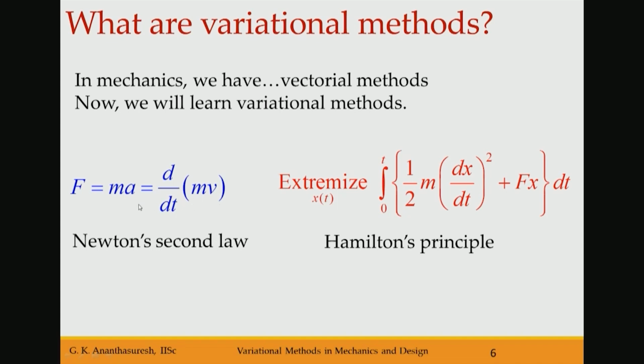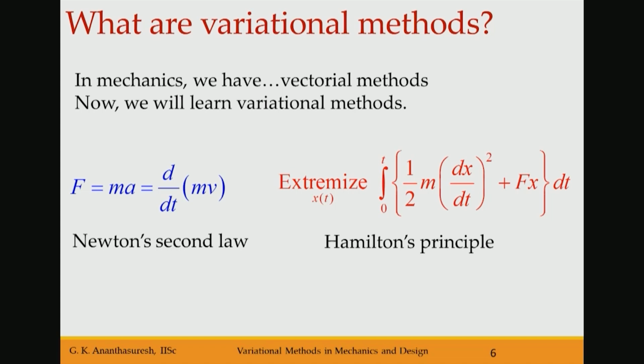If you look at this, this is more of a causality: there is a force and hence there is acceleration of the body, whereas here there is a sense of purpose, right. You are extremizing something, meaning that there is a purpose, a goal, an objective function. Whenever there is an objective function or an aim, that is an optimization problem, because we have a quantity that is extremized with respect to x of t. So, there is a sense of purpose.